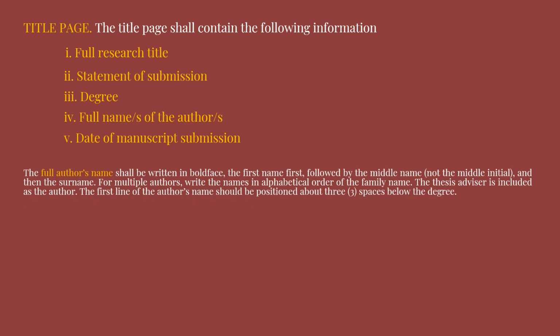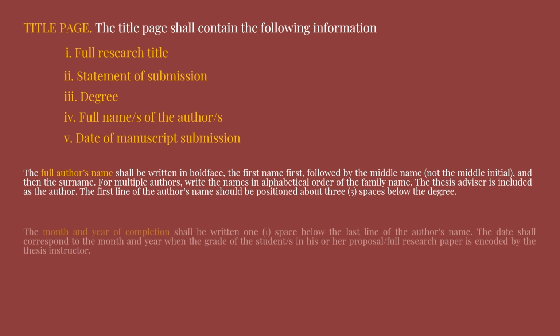Your name as author shall be written in boldface, the first name first, followed by the middle name, not the middle initial, and then the surname. For multiple authors, write the names in alphabetical order of the family name. Also, the thesis advisor is included as author. The first line of the author's name should be positioned about 3 spaces below the degree.